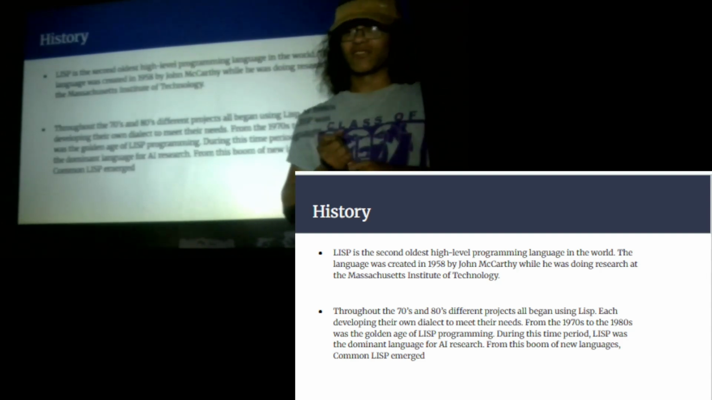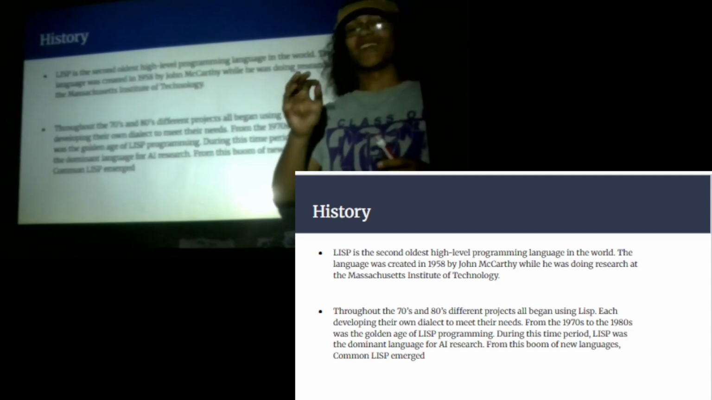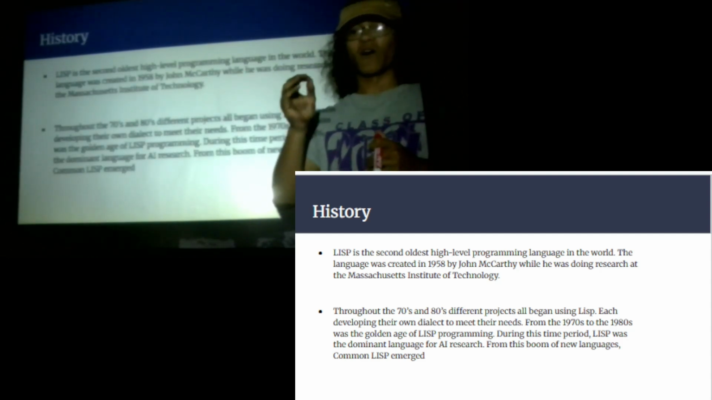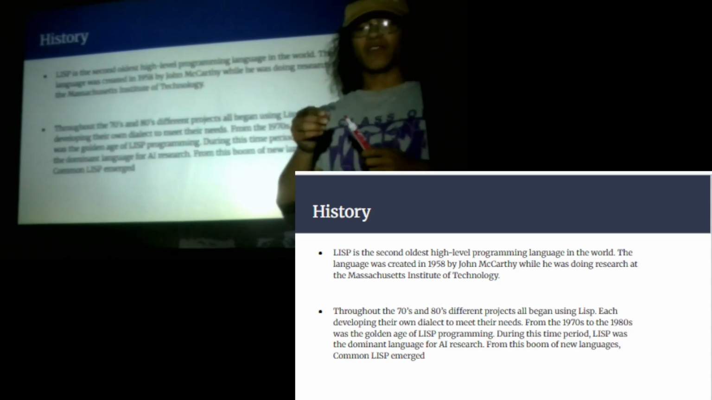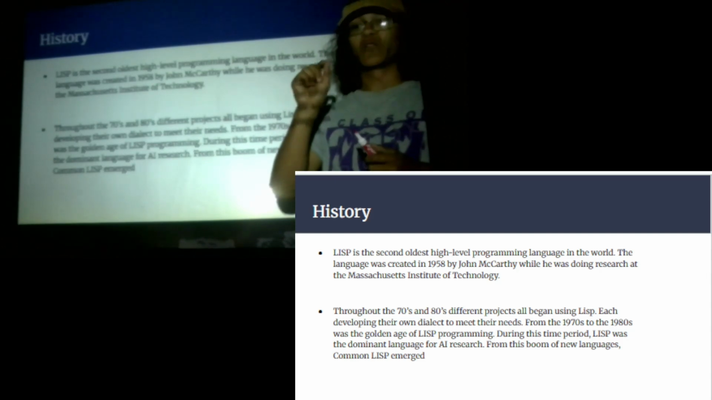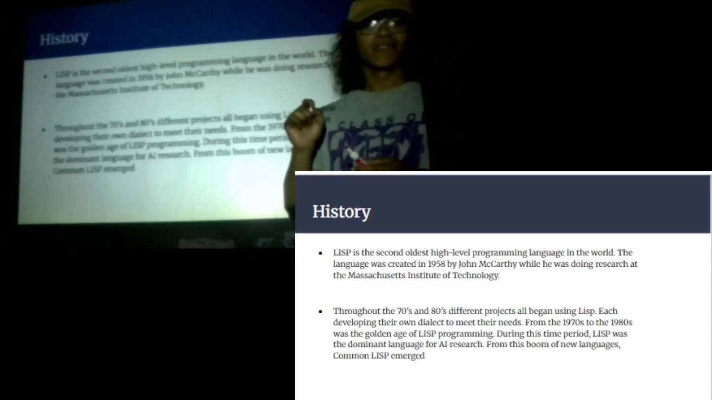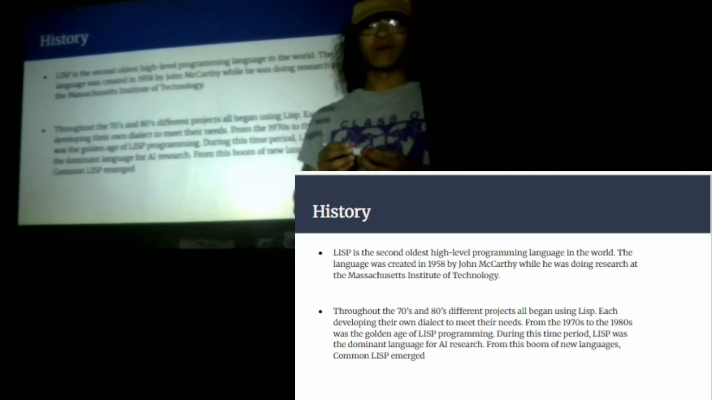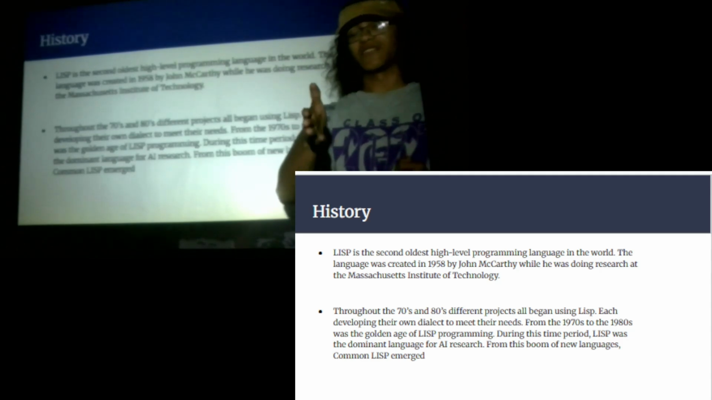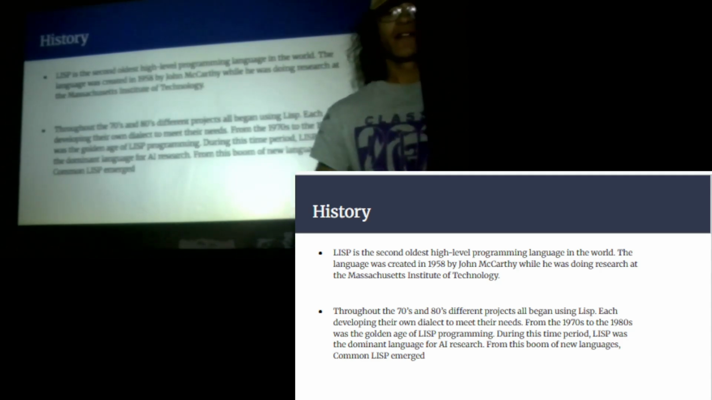During the 70s and 80s, we had a golden age that involved the usage of Lisp, and it was dominant for AI research. From this, a boom of Common Lisp emerged, and as we know, throughout later history, stuff like C++ and Java would eventually overtake this. But at this time, the 70s and 80s, that was Lisp's time.